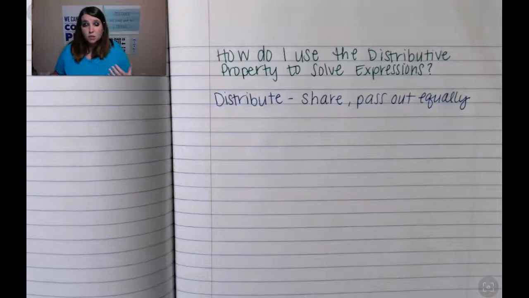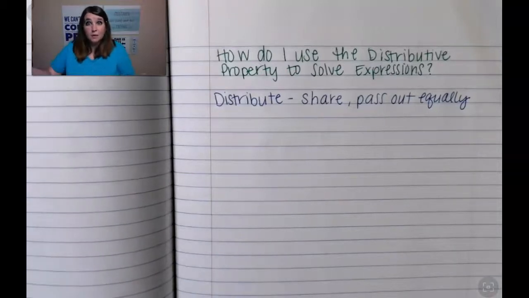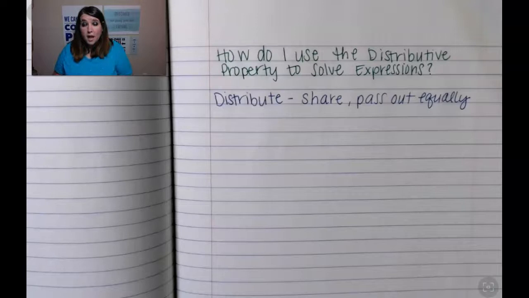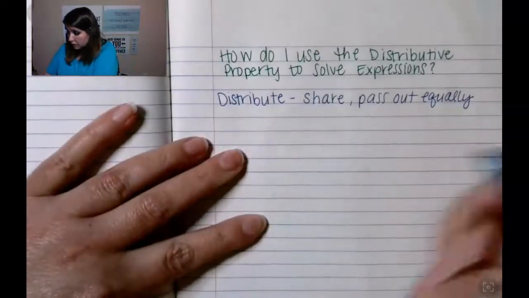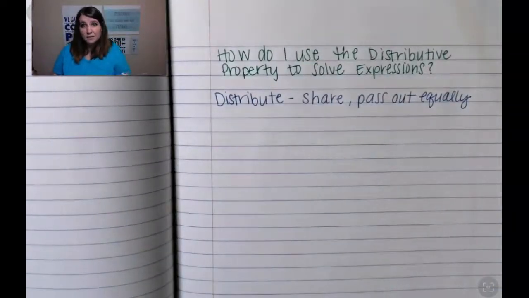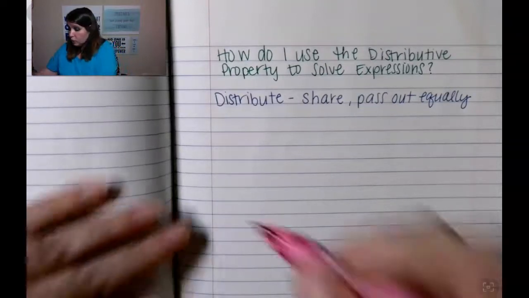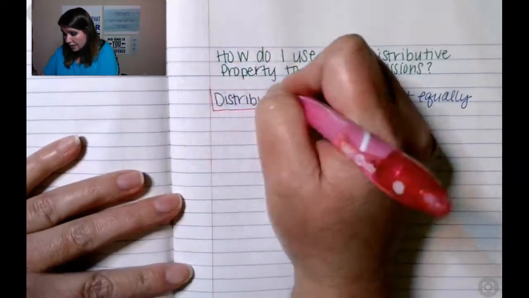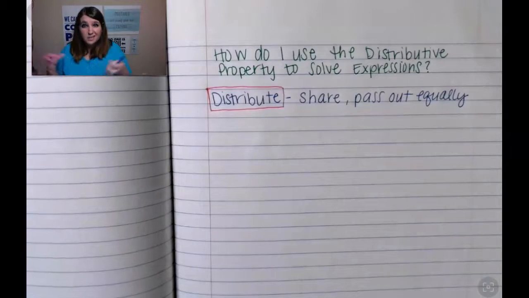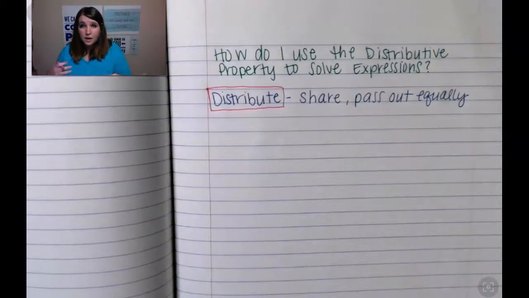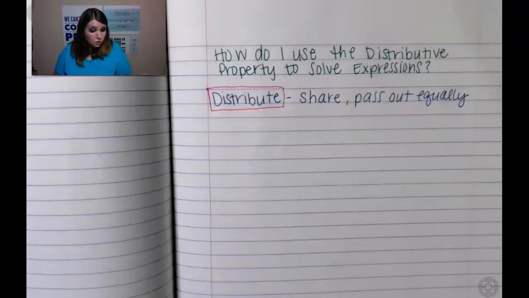Okay, so if I was distributing papers, I would give them equally to people. Or if I were passing things out, I would be distributing things to pass out equally or to give equal amounts of something. So when we use the distributive property, we are distributing equally. So we're sharing with everything that's in our expression. That's how that goes. Okay, so there's two ways that you can solve with the distributive property.